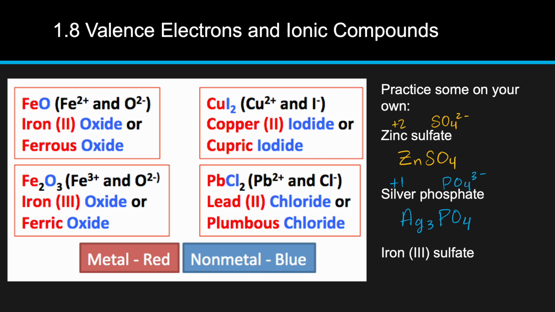And then finally, iron 3 sulfate. Whenever you have this Roman numeral, just remember that it goes immediately to the cation. So this iron has a positive 3 charge, and sulfate is again SO4 2 minus. We want to balance out to 0, so the common multiple will be 6. So we're going to need 2 irons and 3 sulfates.